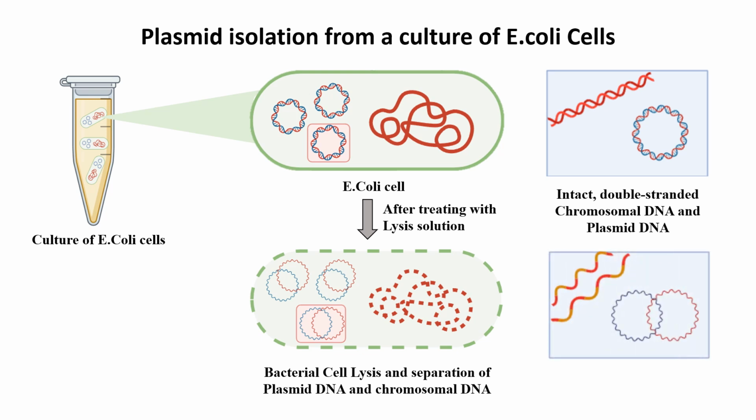This bottom right panel illustrates the denaturation process. Under alkaline conditions, the chromosomal DNA denatures and partially unravels, becoming single-stranded and more susceptible to shearing. The plasmid DNA, however, remains more stable, retaining its circular form.